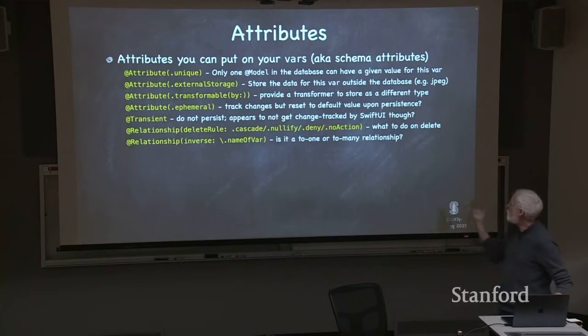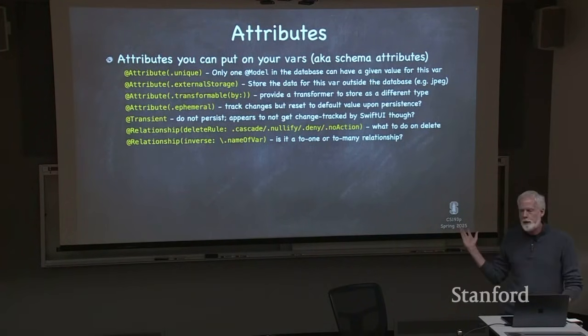And I'll just go through these quickly. We don't use them that much, but like the first one, @Attribute unique, that just means that this var in this @Model can only have a certain value for one entry in there. So like if you're doing an employee database, this might be the employee's ID, not his first name or his last name. That's not unique, okay? But the ID of the employee probably is unique.